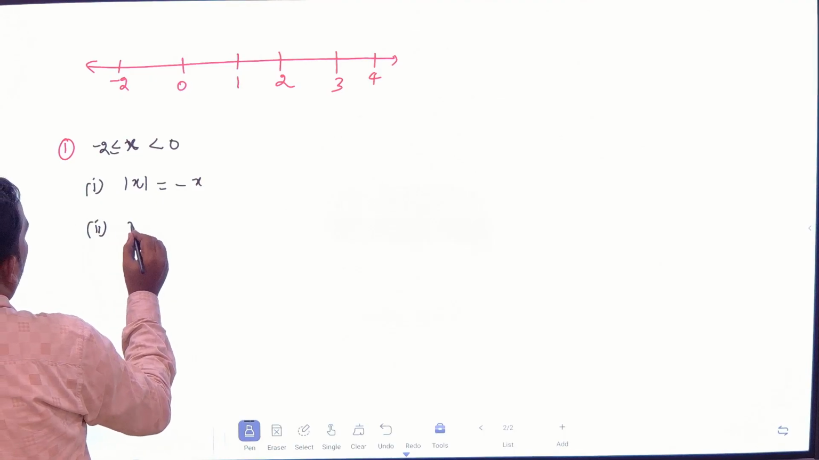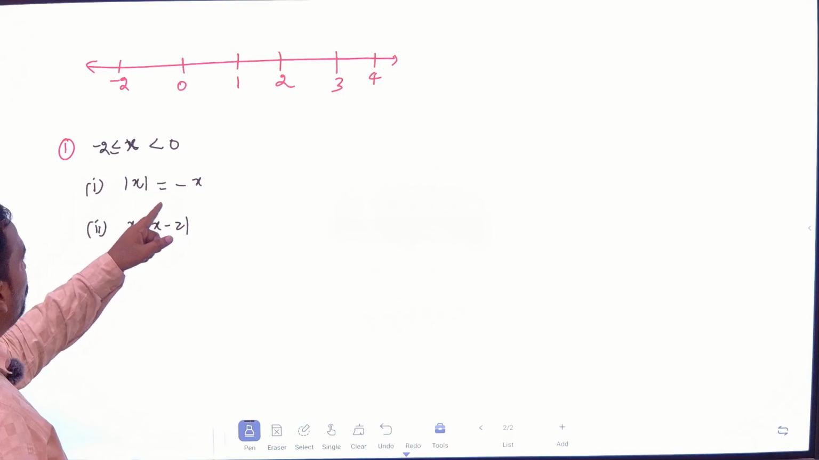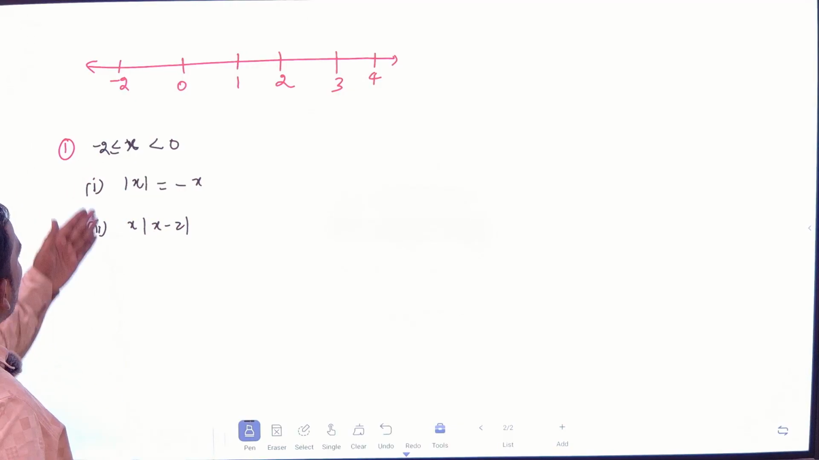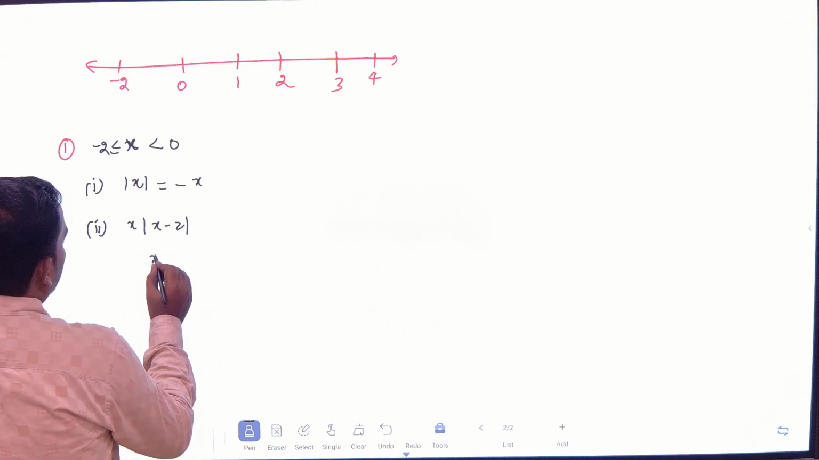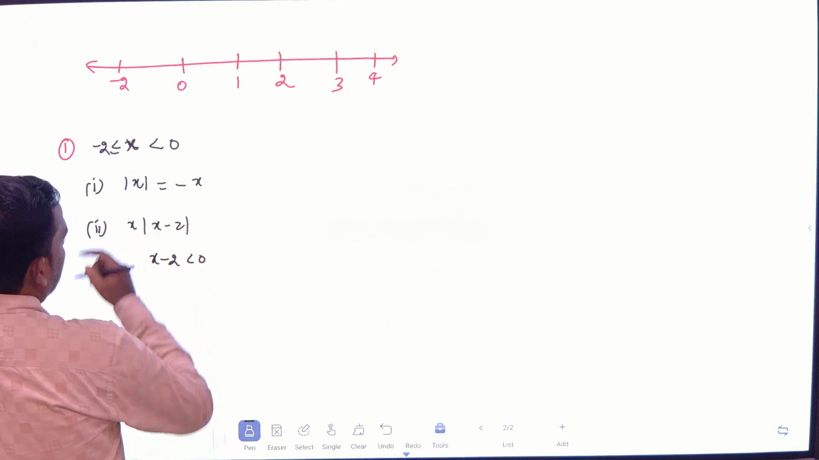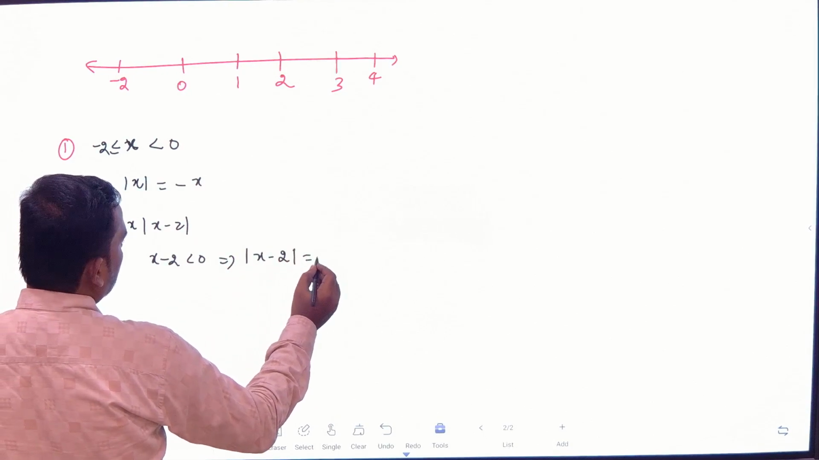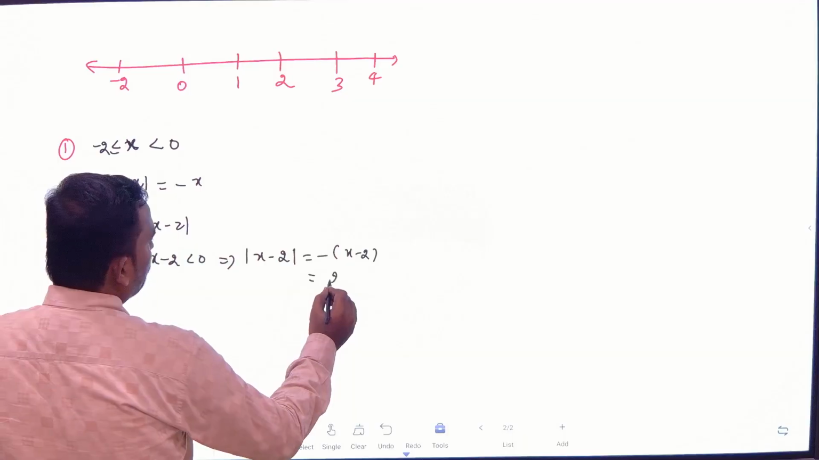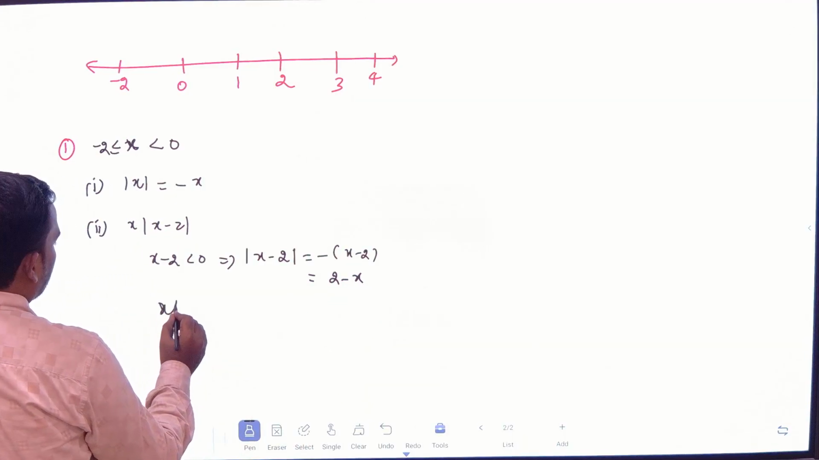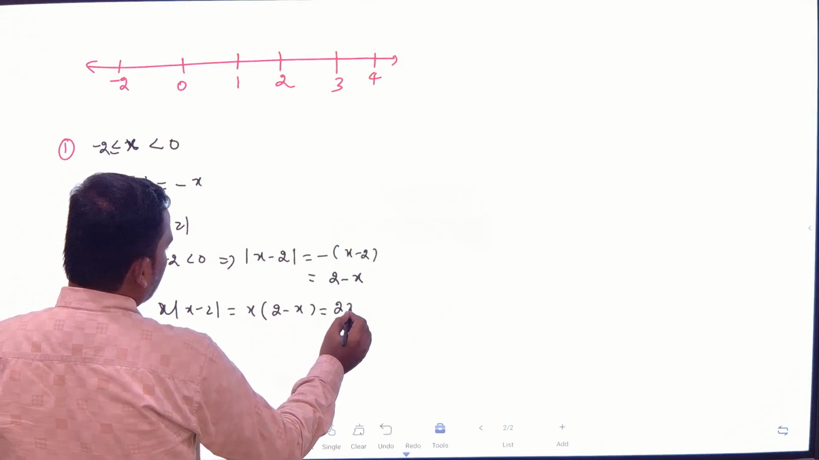Second one, you have to check x into mod x minus 2. If you add minus 2, what will you get? Minus 2 plus minus 2 means minus 4, so definitely x minus 2 is negative. So in this interval, x minus 2 is negative, so mod x minus 2 is written as minus of x minus 2. You already know this, right? This is the same as 2 minus x. Therefore x into mod x minus 2 is x into 2 minus x, we can write 2x minus x square.